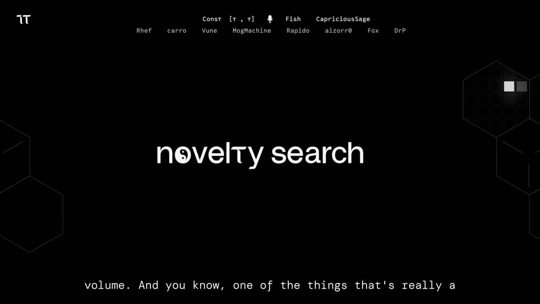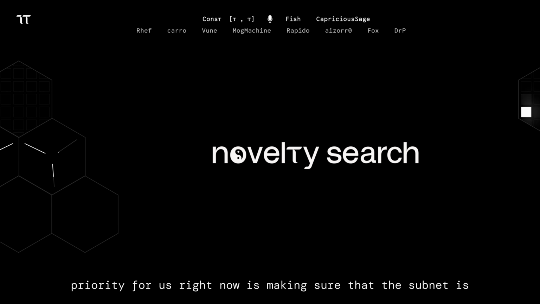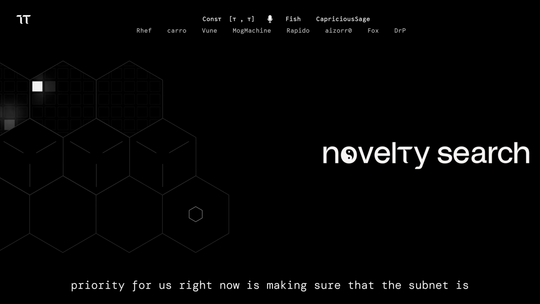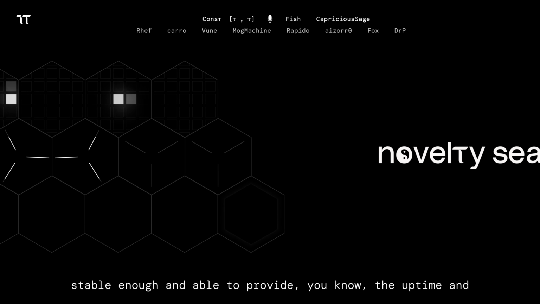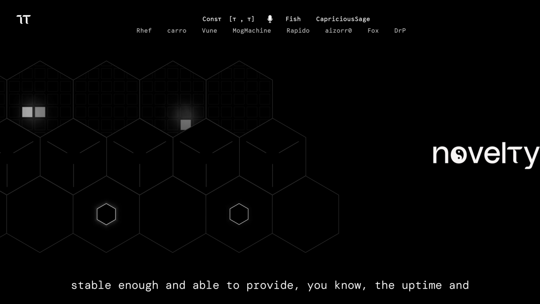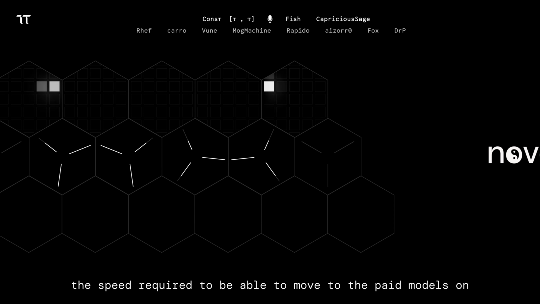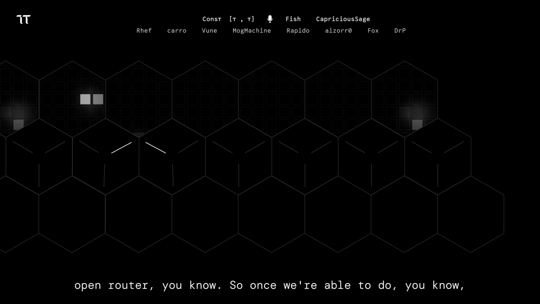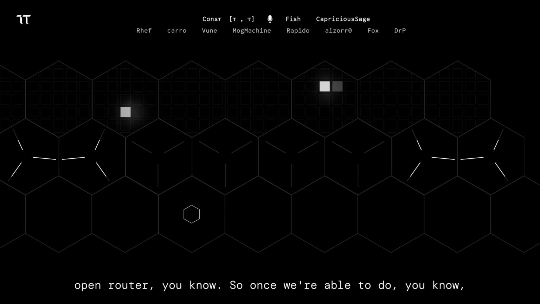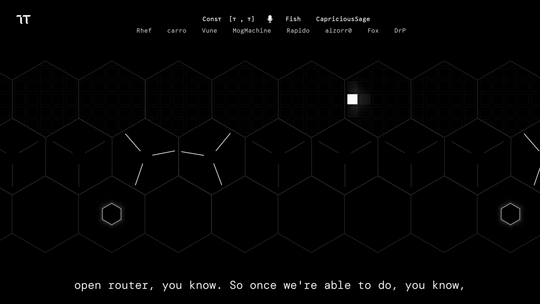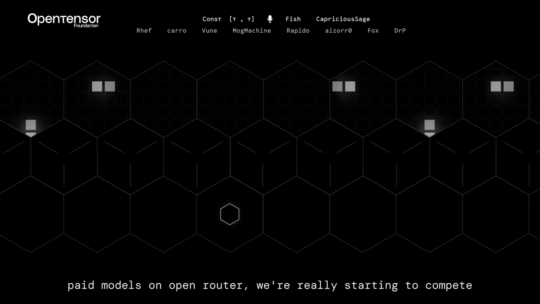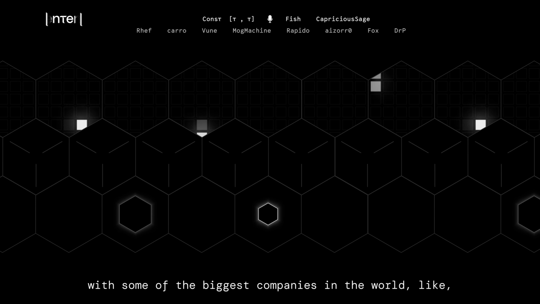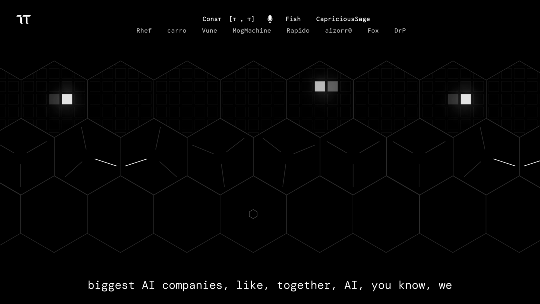And one of the things that's really the priority for us right now is making sure that the subnet is stable enough and able to provide the uptime and the speed required to be able to move to the paid models on OpenRouter. So once we're able to do paid models on OpenRouter, we're really starting to compete with some of the biggest companies in the world, like biggest AI companies like Together AI.